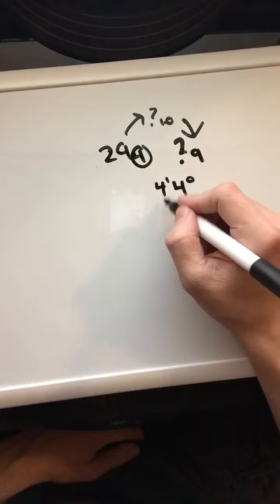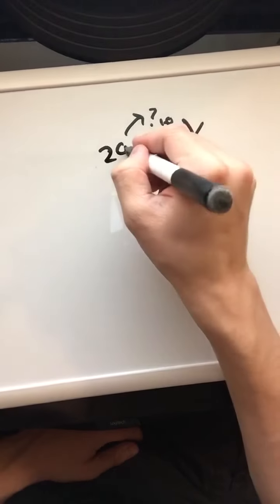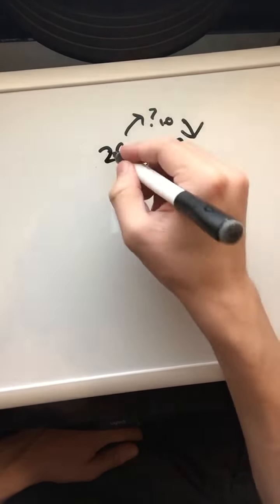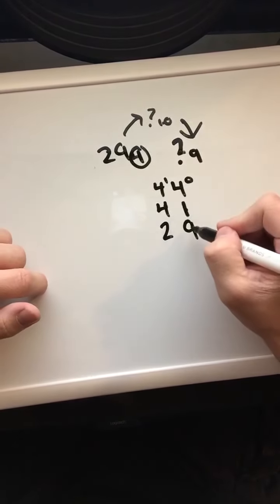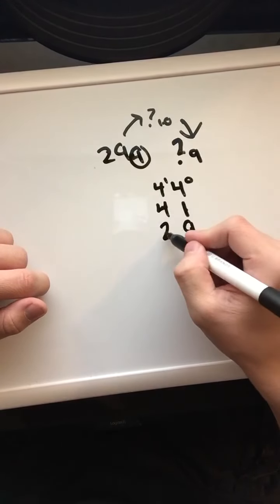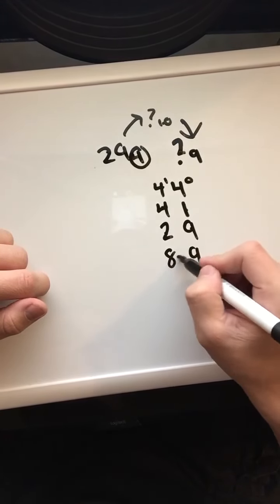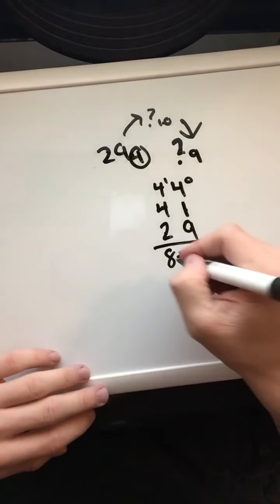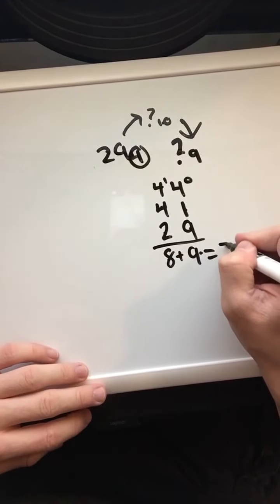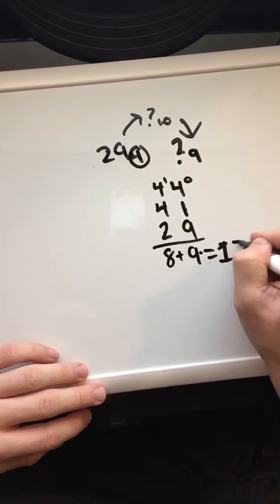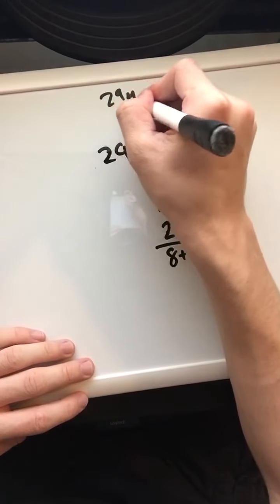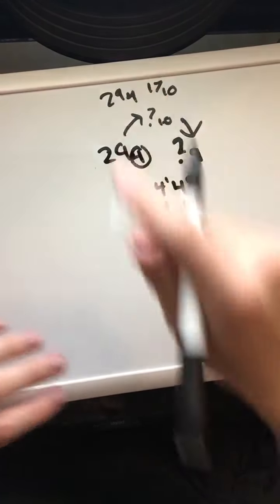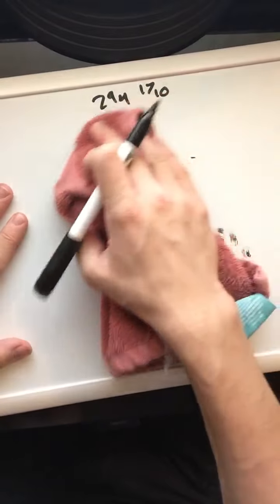Now, from here, we can just simplify these real quick. We put the 1s under the 1s, and the 10s under the 10s. Now we multiply down, so 1 times 9 gives us 9, 4 times 2 gives us 8, and we add across. So 8 plus 9 should give us 17 in base 10. So now we know that 29 in base 4 is 17 in base 10, and we can move on to try and figure out what 17 in base 10 is in base 9.